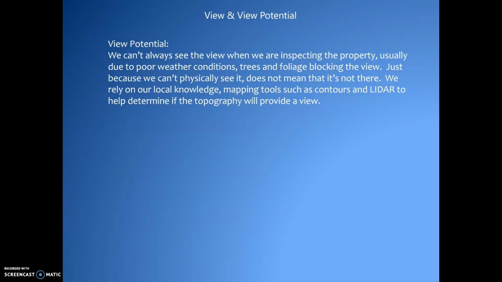Now let's talk about view and the view potential. We can't always see the view when we're out inspecting the property. Usually this is due to the weather conditions, and unfortunately every day is not sunny here in Alaska. We also have trees and foliage that'll block our view. Just because we can't see the view doesn't mean it's not there. We rely on our local knowledge, our mapping tools such as contours and LiDAR to help determine if the topography will provide a view.